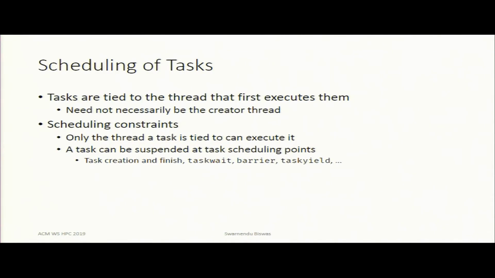A task can be suspended at task scheduling points, right? For example, see here we are not actually talking about threads. This is a task. A task creation and finish, taskwait, barrier, taskyield. These are cases where a task can get suspended. Then the thread can move on to work on a different task, right?